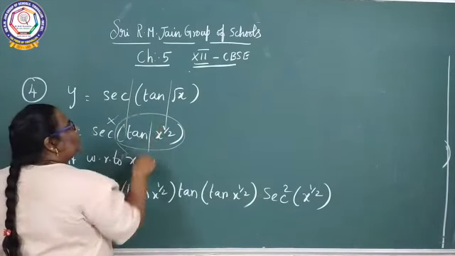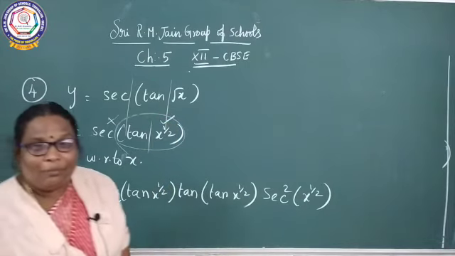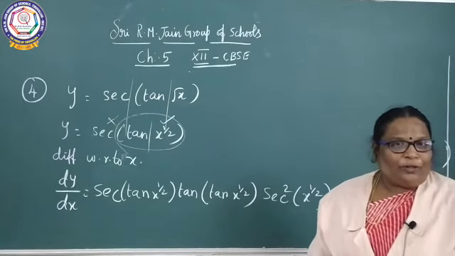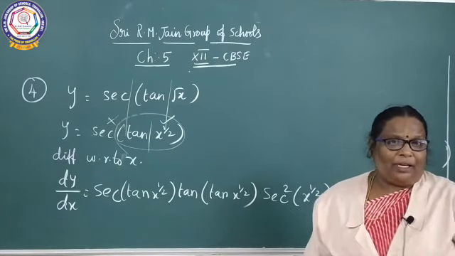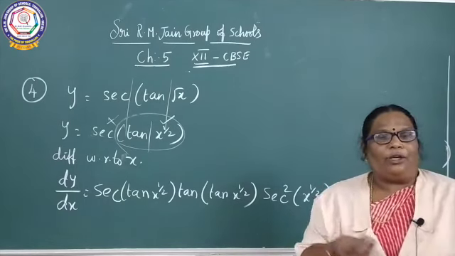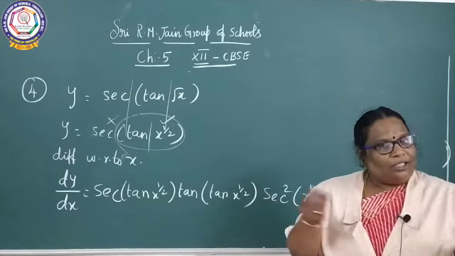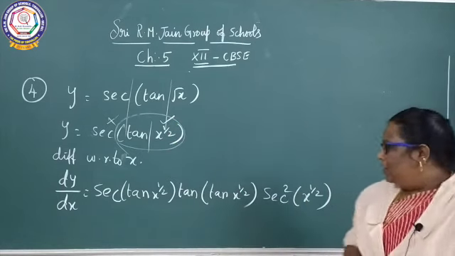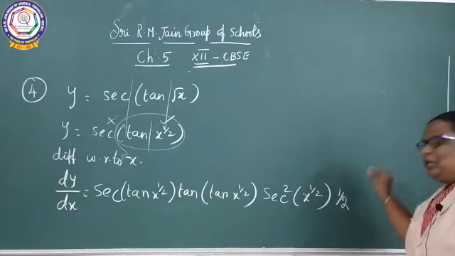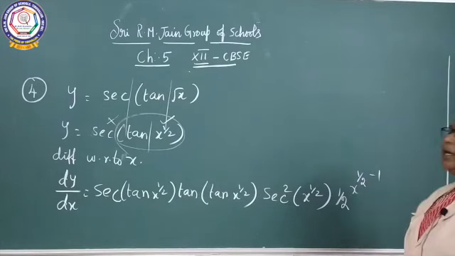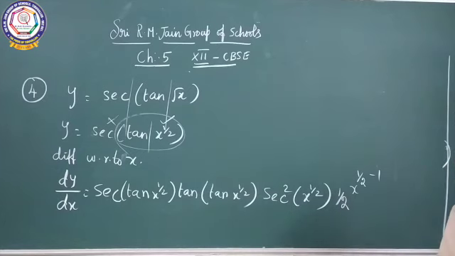Then you move on to the third part. What is the third part? x to the power 1 by 2. What formula can we use for this? Yes, the x power n formula. If the power is not a fraction, x cube means straight away you write 3x square, x power 5 means 5x power 4. But now the power is in fraction form, so you write n into x power n minus 1. Once again I will repeat.